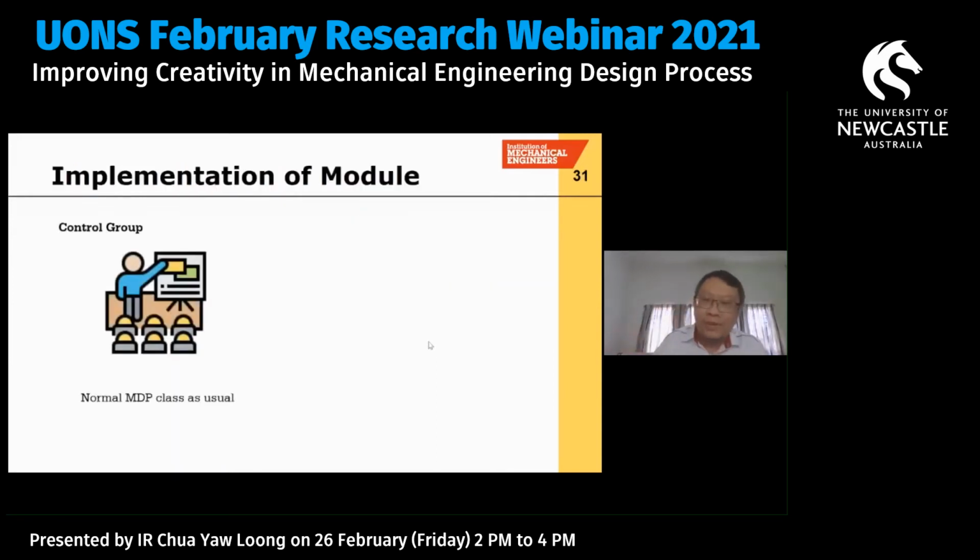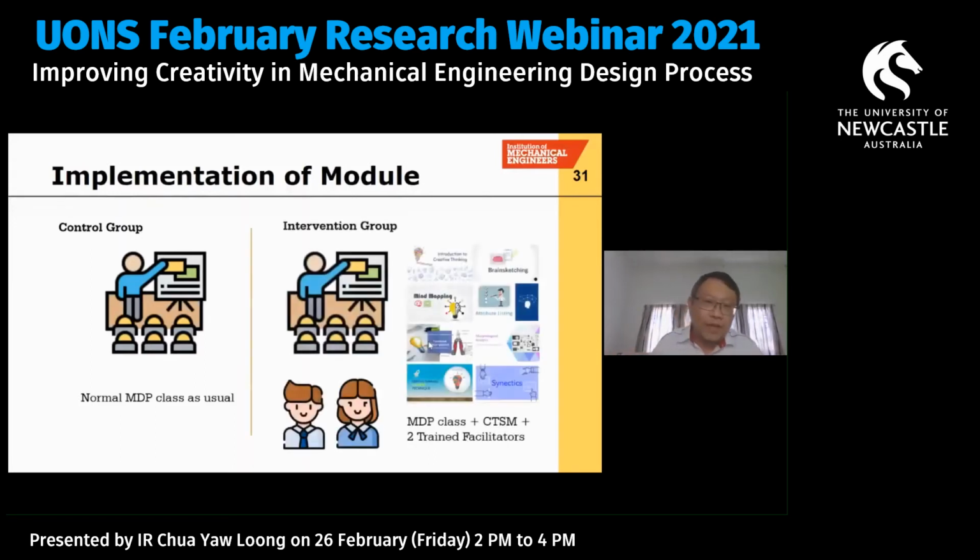And how did I implement this training and the module? So I have 2 groups of students. One is the control group, where the students will attend their normal mechanical design related project or subject as usual without any interference. Whereas there is another group called the intervention group. So the students will also attend the class, but at the same time, parallel to their normal classes, they also attend extra sessions together with the trained facilitators to learn these skills.